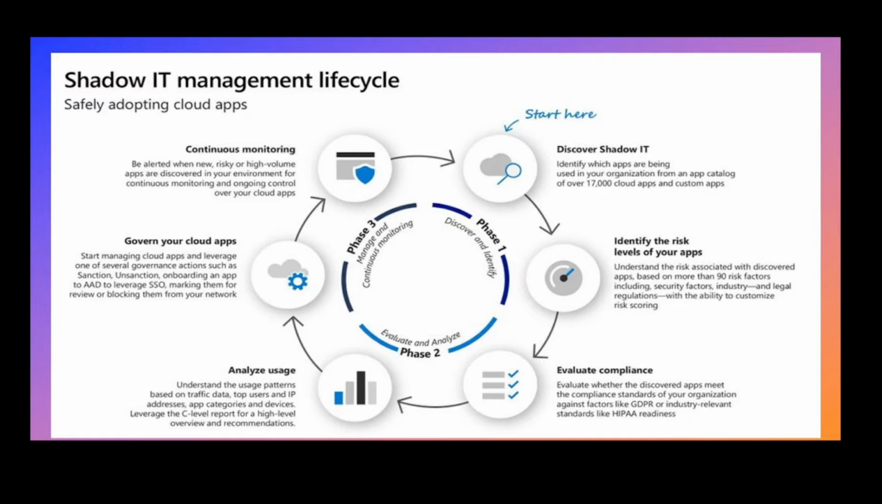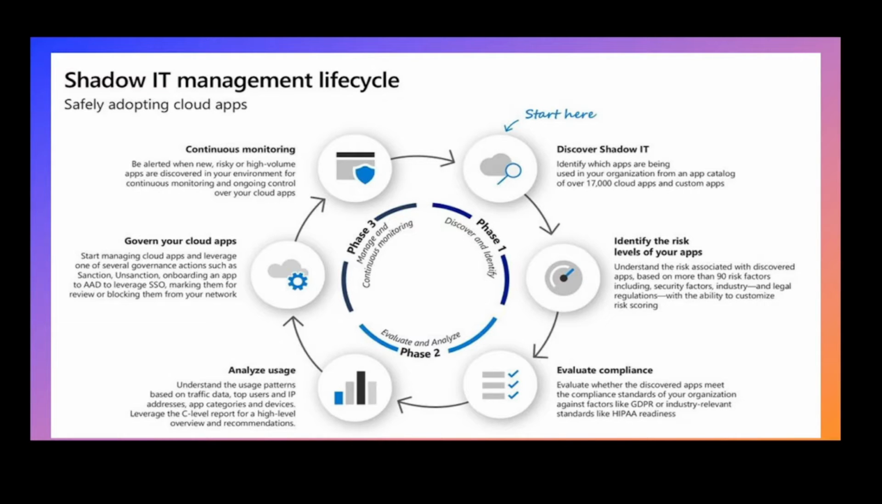And then you identify the risk level of your applications, where there are more than 90 risk factors, including security factors, industry, and legal regulations. So when somebody accesses, let's say, WeTransfer or any solution of that kind, Cloud App Security will assess this application and tell you what level of compliance it meets. From there, you can decide whether you want to sanction the app, unsanction the app, or block it. And then you can analyze the usage based on traffic, top users, IP addresses, and all such things.